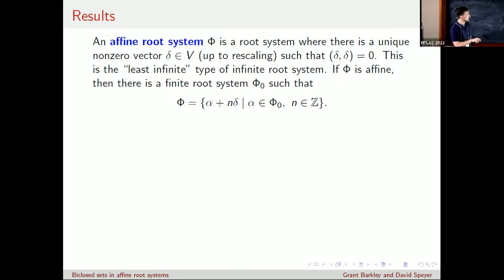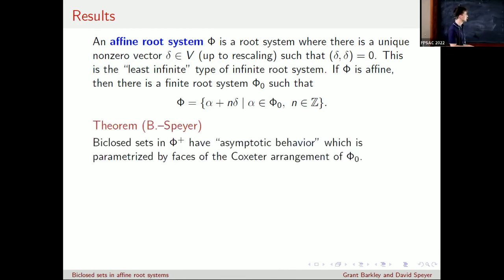Okay, and then there's a sense in which these affine root systems are the least infinite type of the infinite root systems. If we have an affine root system, it turns out there's an associated finite root system, and we can rebuild the affine root system from that finite root system using this element delta. The fact that it reduces to the finite case gives you a lot of traction for proving theorems about these and understanding what they look like, that you don't have in the general case. So we were able to use this traction to prove several things about biclosed sets in this case.